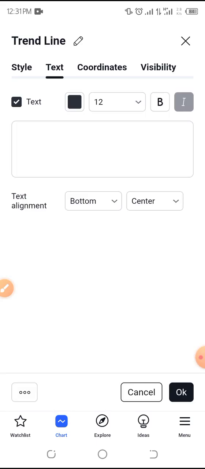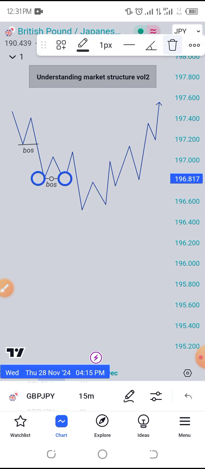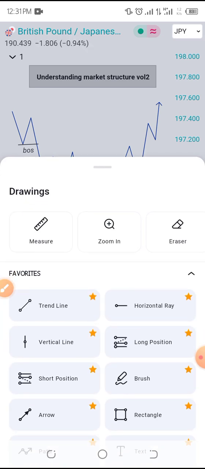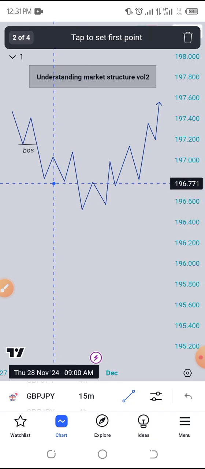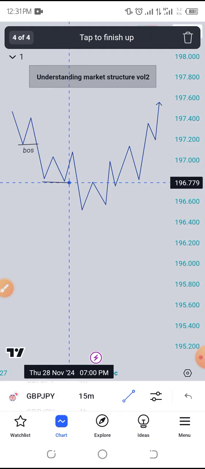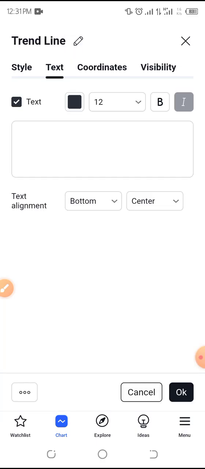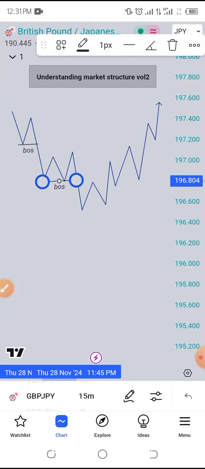Because the market broke that low, we had a break of structure right there and the market went up. Or let me make it easy for you guys: all of this area was a break of structure from this point, all to the downside. So you had a break of structure to the downside right here.